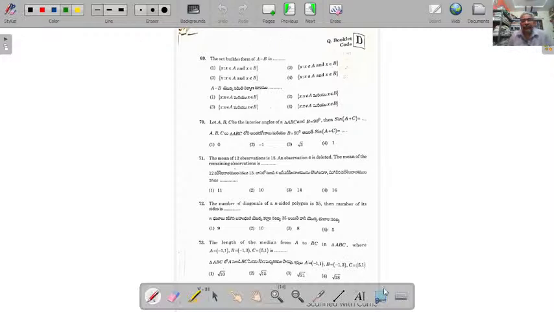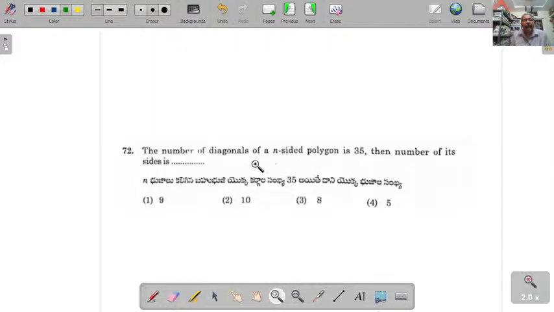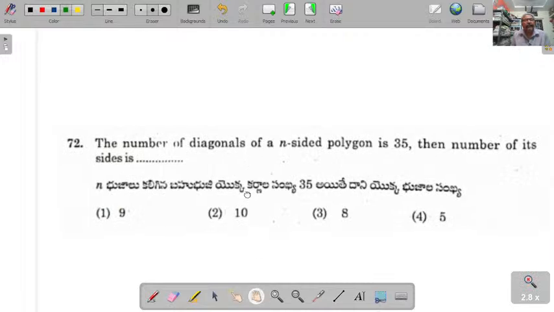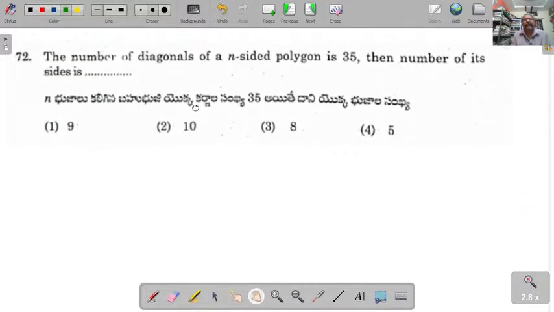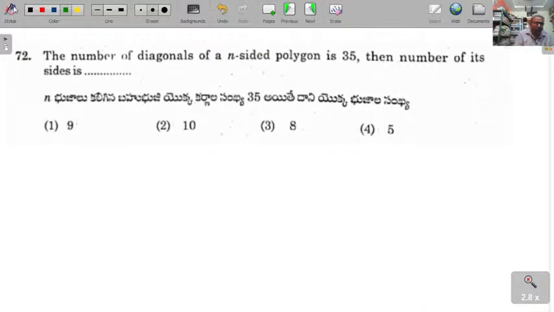So next question is 72. This is also a very important problem for EAMCET, as this question is in EAMCET permutations and combinations, and the same problem in 10th class also. So my dear students, first read the question. The number of diagonals of an n-sided polygon is 35. The number of its sides we need to find out.